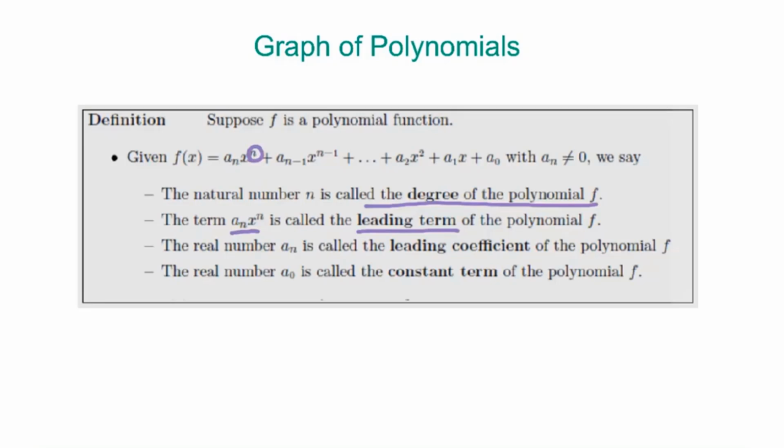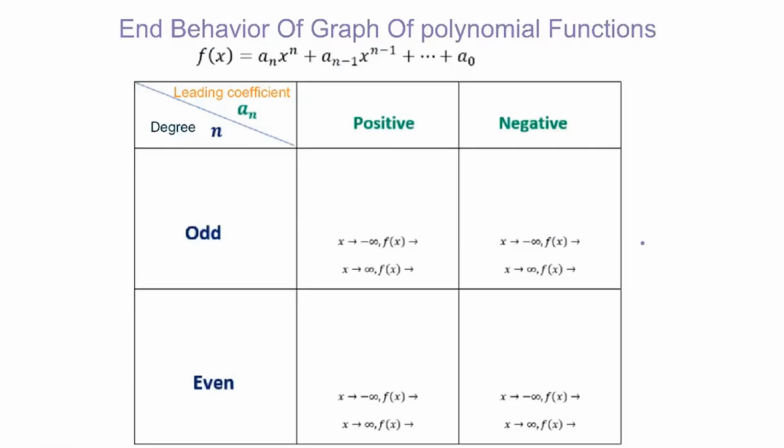The leading term is very, very important because it decides the graph of a polynomial. The real number a sub n is called the leading coefficient. Then a sub 0 is called the constant term of a polynomial. Now let's talk about end behavior of the graph of a polynomial function.